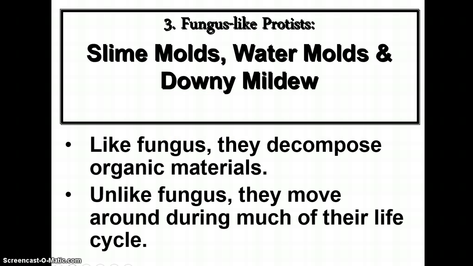Okay, the third type of protist are the fungi-like protist. They're not fungi, but they seem like it. These are slime molds, water molds, and downy mildew. Like fungus, they decompose organic material, but unlike fungus, they can move around at some point in their life cycle.